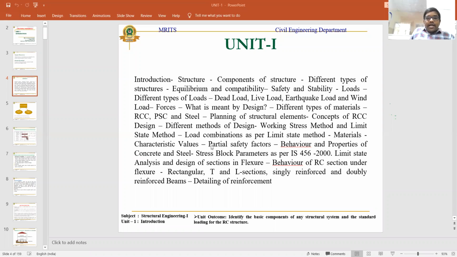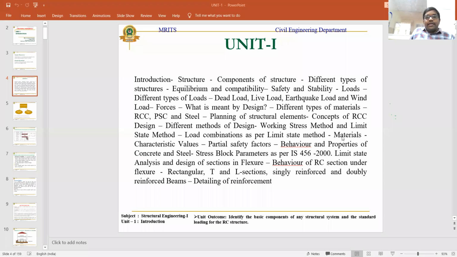And next one is, what are the different load combinations as per the limit state method. Once you go through the code book of IS 456 2000, that also I have shown in the previous classes. Once again I'll show you when we take the different combinations of loads for designing this RCC structure. There I'll show you these different factors, load combinations.